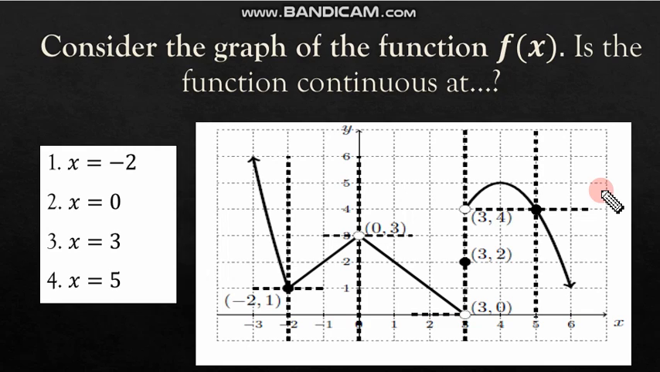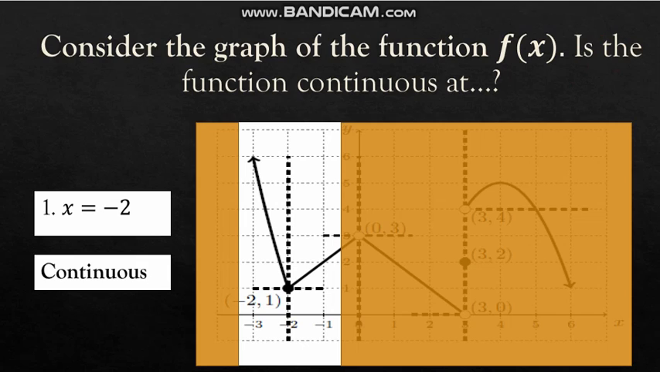Now we will answer each question here. So let's start. Number 1, is the function continuous at x is equal to negative 2? If we look at this portion of the graph, you can see that at x is equal to negative 2, there is no interruption at that point.